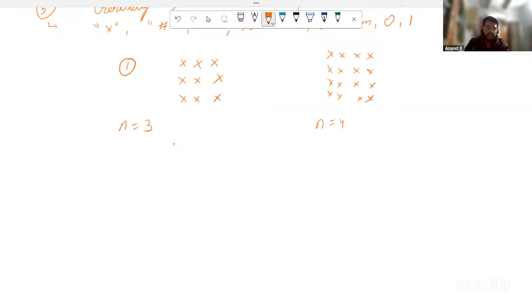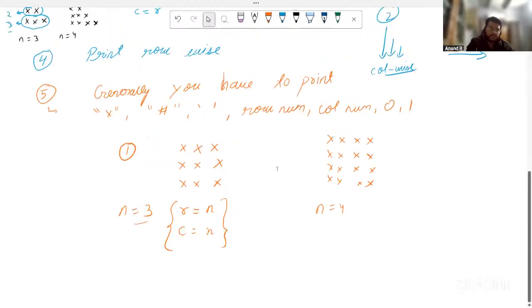Now, can you tell me what is the relationship between the number of rows and the value of n? By looking into these two patterns, can you tell me what is the relationship between them? R is equal to n, right? If n is 3, there are 3 rows, Rudra. And if n is 4, there are 4 rows, not n minus 1. Agreed? What about columns? C is equal to n.